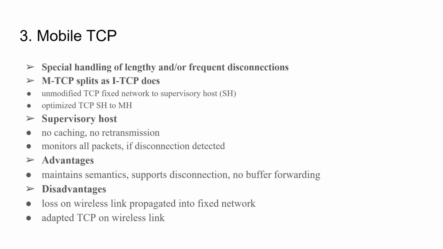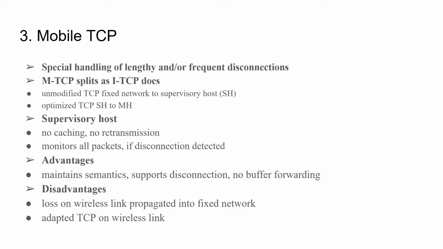So third topic is mobile TCP. Here you will have three topics under mobile TCP. First is special handling of lengthy or frequent disconnection. Second is mobile TCP split as one TCP. And the third one is supervisory host. Under supervisory host, you will have no caching or no retransmission, and it monitors all packets and detects if there is disconnection.